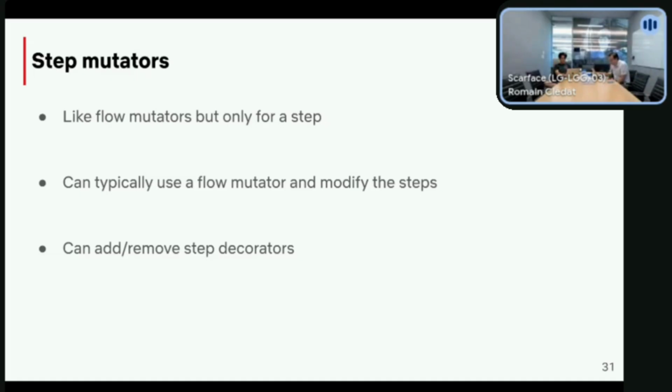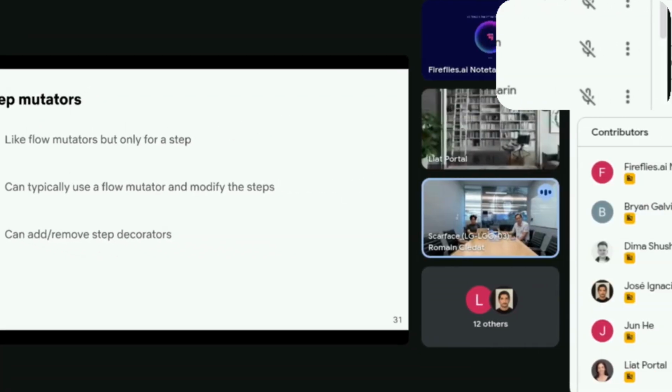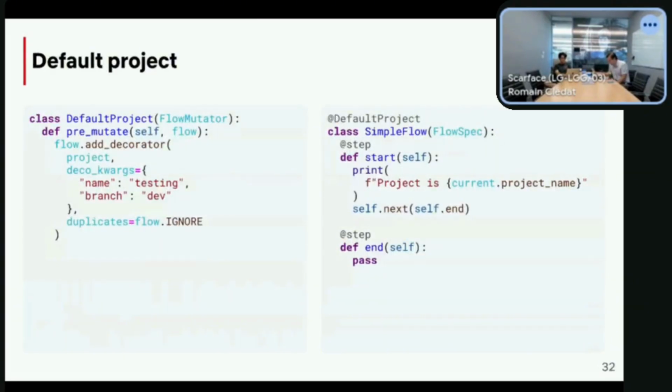We do have step mutators. They're less useful. I would say the only useful thing is that you do get access to the steps in the flow mutator. So you can basically do anything you want to do in the step mutator directly in a flow mutator. But, you know, they're there. They typically apply just to the step, and they can modify the step. You can add or remove step decorators for that step.